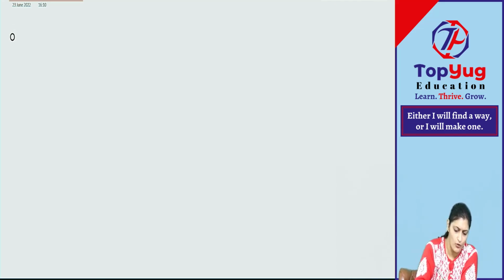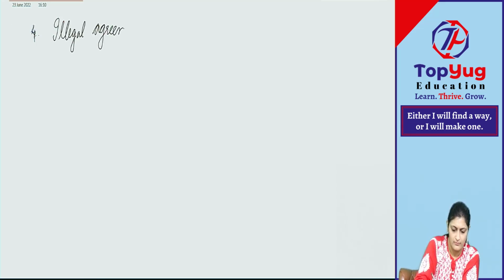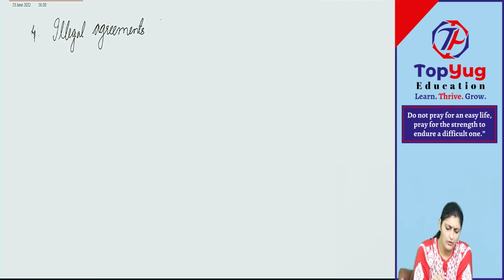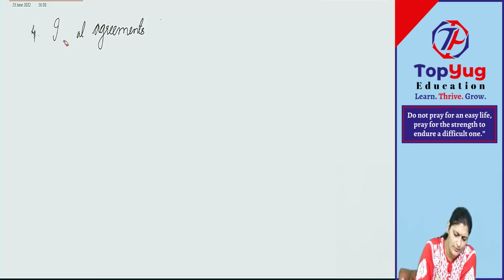So, this is our fourth type of contract. Illegal agreements. Now, the term itself is telling you what you mean by illegal. Very good. Something which is against law. Something which is going against law.